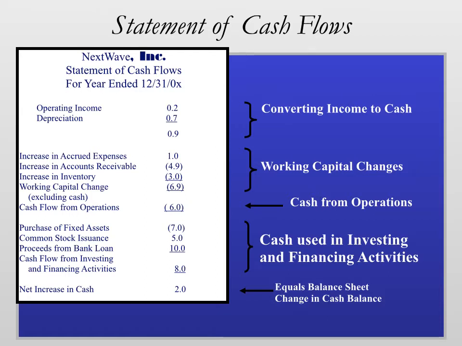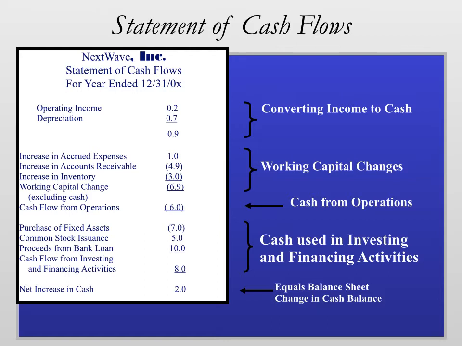operations. Then we have to take into account the changes in what we call working capital. Working capital are the changes in the current asset and current liability accounts. In this case, it was accrued expenses, accounts receivable, inventory. Namely, when a liability account increases, the impact is that cash increases, and vice versa. When an asset account increases, we actually have the opposite effect on cash. So as assets like accounts receivable increase by $4.9 million, you can see on the statement that it's a negative $4.9 million. It's showing the impact on cash.